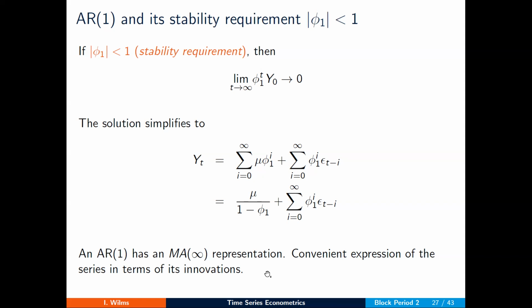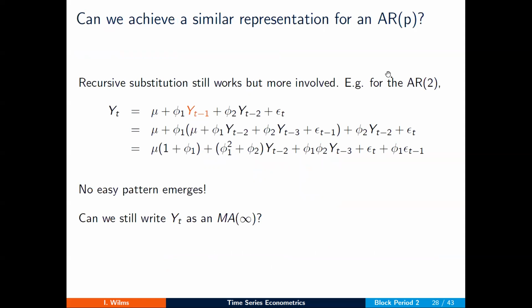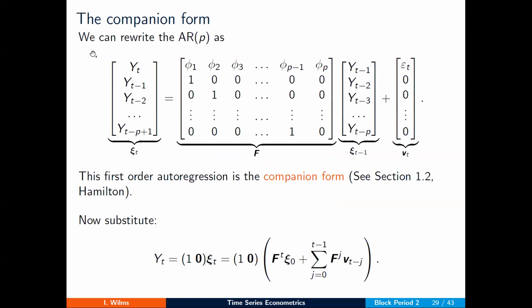Now, from this, we've learned that it is important to verify that the phi parameter satisfies the stability requirement for an AR model to be stationary. But can we also verify this easily for an AR2 model? Well, you can start from the model equation and do recursive substitution, but I think you will quickly find out that there is no easy pattern that emerges. The question then is whether it is also possible to write our process as an MA infinity. And the answer to that question is yes.